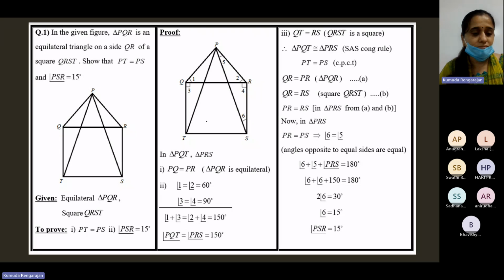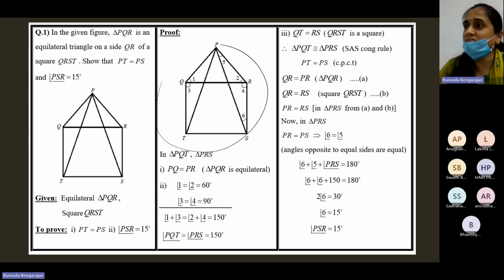So now, I'm answering the question, how do I know that I need to mark angles like this? That's what I'm saying. As and when you need, you go to the figure and mark it. You cannot mark all these angles as soon as you start the proof. You cannot draw this figure and mark all these angles.